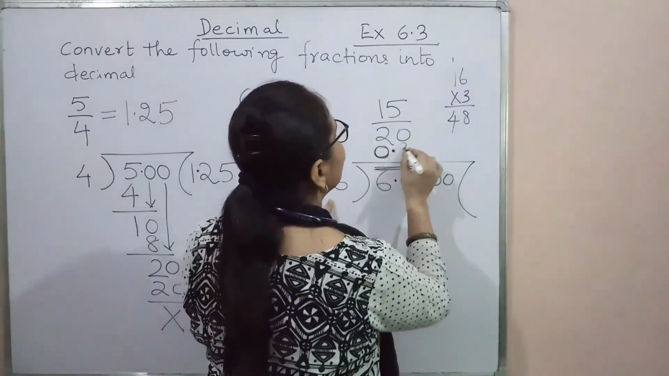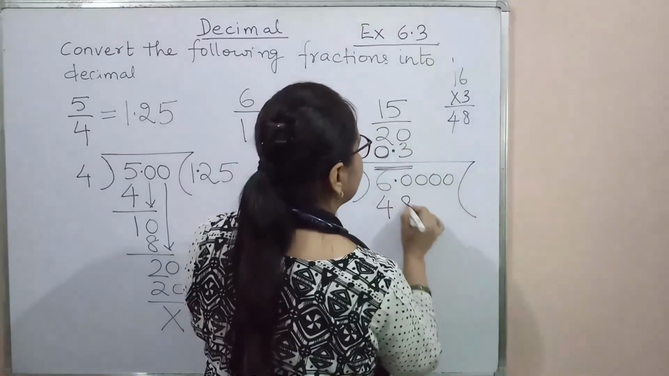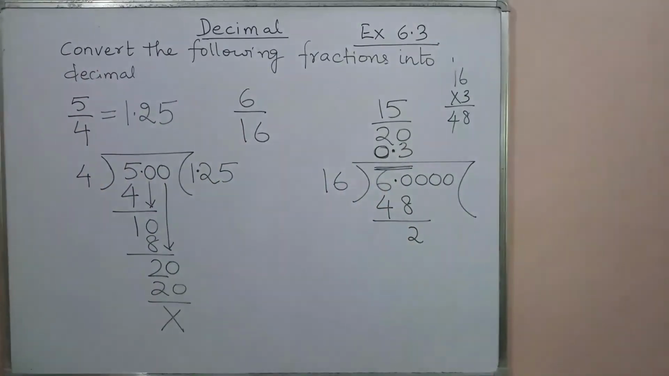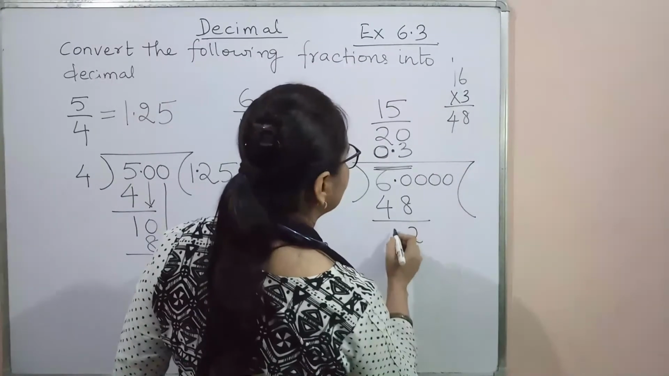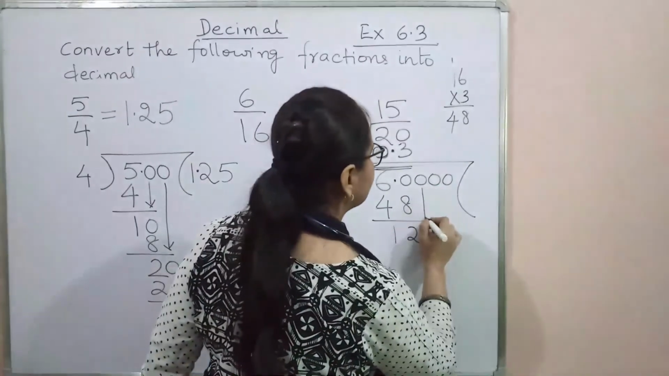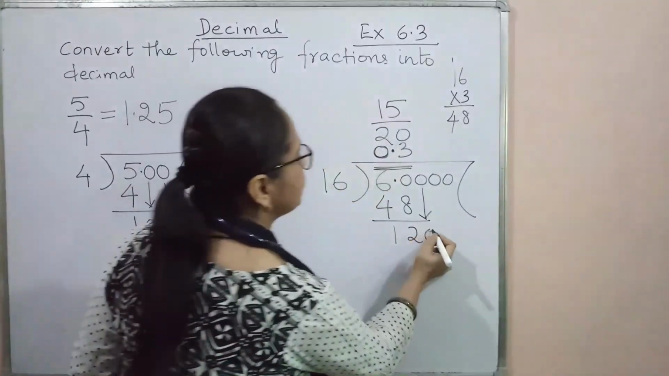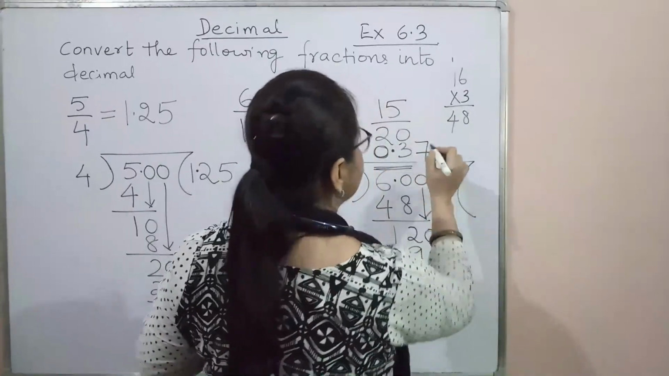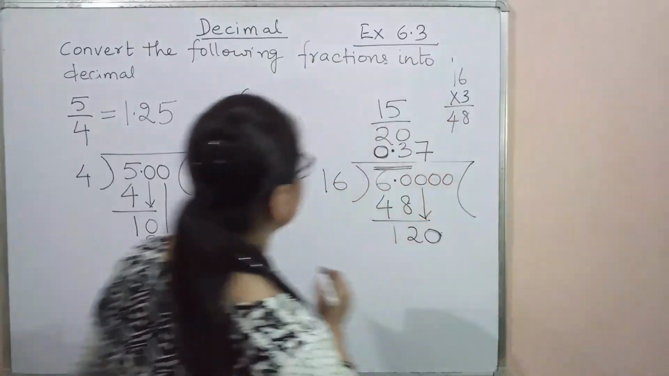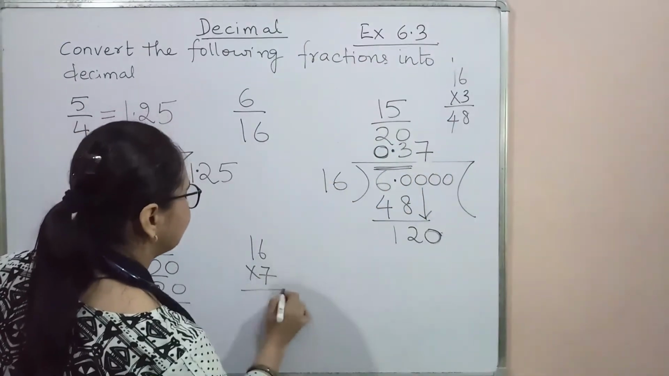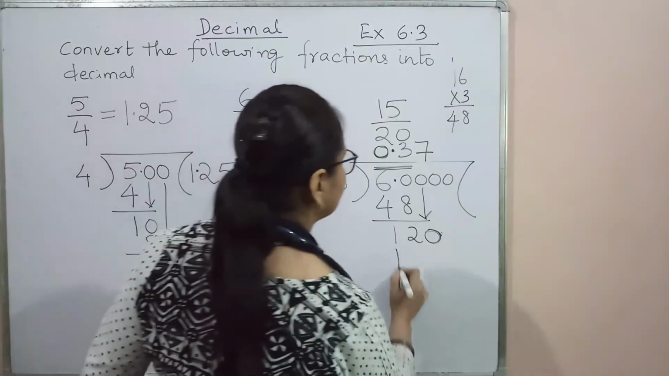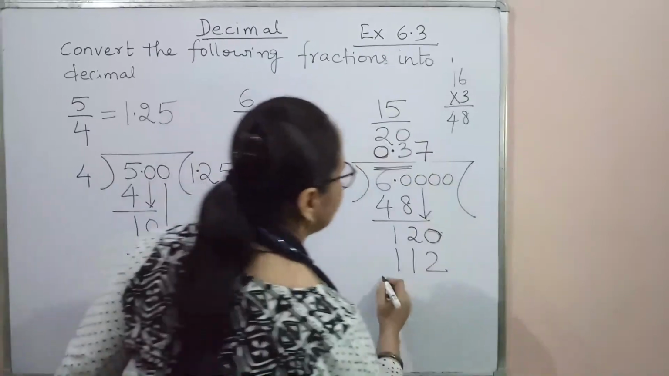Now 16 threes are 48. How much is remaining? 2. And 1, 12. Now you carry this 0 here. Now 16, we will have to work out 6, it should be 7. So we will have to try 16 into 7, 6 sevens are 42, 4, 7 is a 7, 8, 9, 10, 11. So 1, 1, 2. So it is 7 times 1, 1, 2.